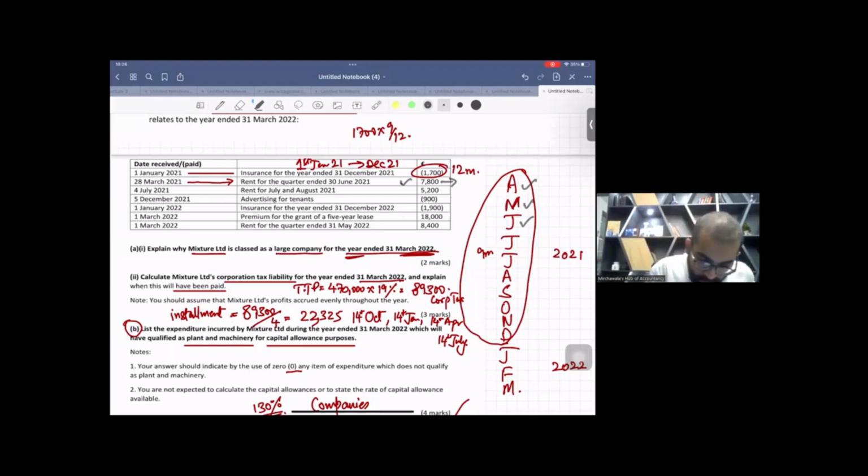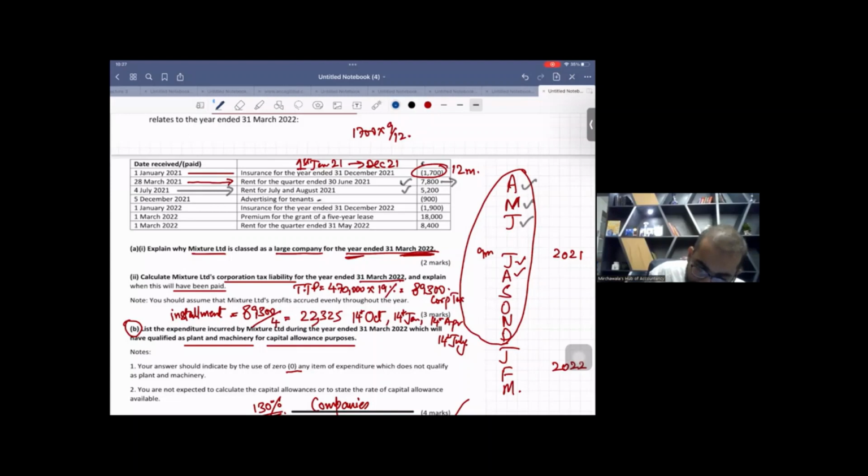Then on 4th July 2021, rent for July and August. Sorry, I've written June 2 times, that's my mistake. July and August also fall in our accounting period, so we'll take the complete 5200 as rental income. Okay, now next.